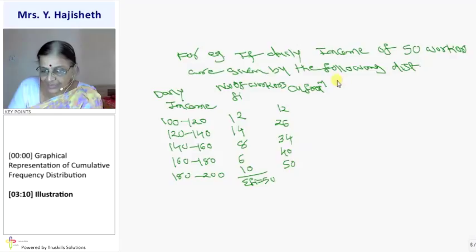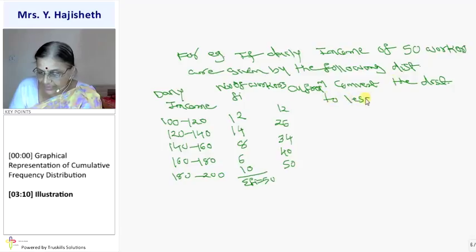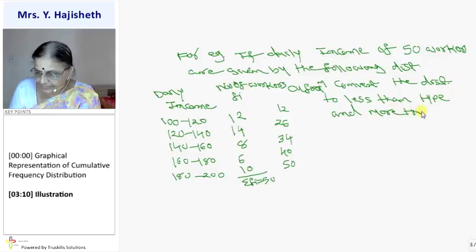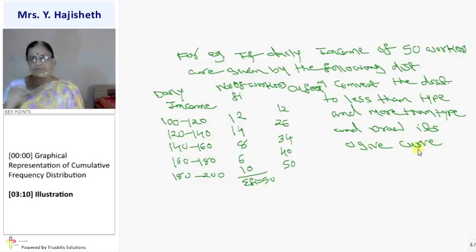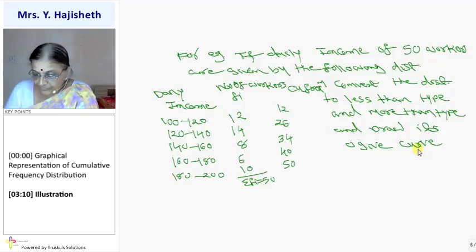Now, आप लोगों को पूछा गया है: convert the distribution to less than type and more than type, and draw its ogive curve. Do you understand the question? We have to convert them in less than type and more than type, and then we have to draw their ogive curves.